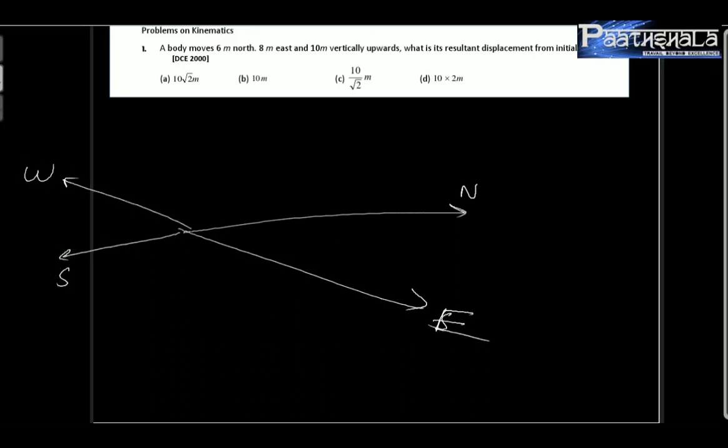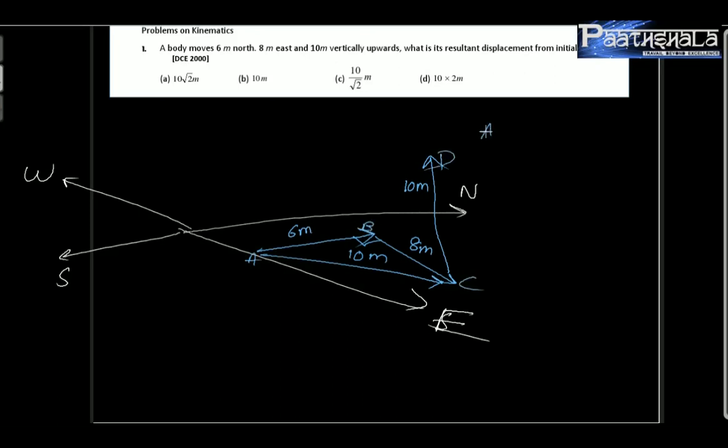So a body is going to move what? 6 meters towards the north it will move. Then 8 meters towards the east it will move. And 10 meters vertically it will move, right, out of the plane of the paper. So first of all tell me what is this displacement. 6, 8 and 10 form a Pythagoras triangle, right? So this is 10 meters. ABCD is the path that the body takes. Body goes from A to B to C to D.